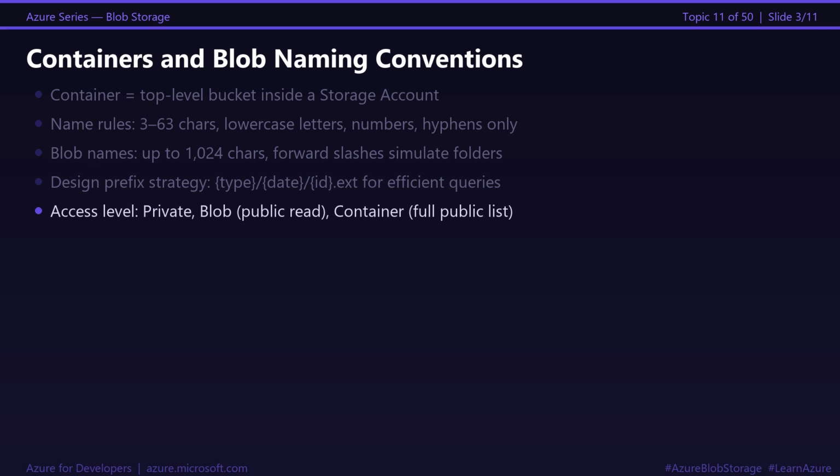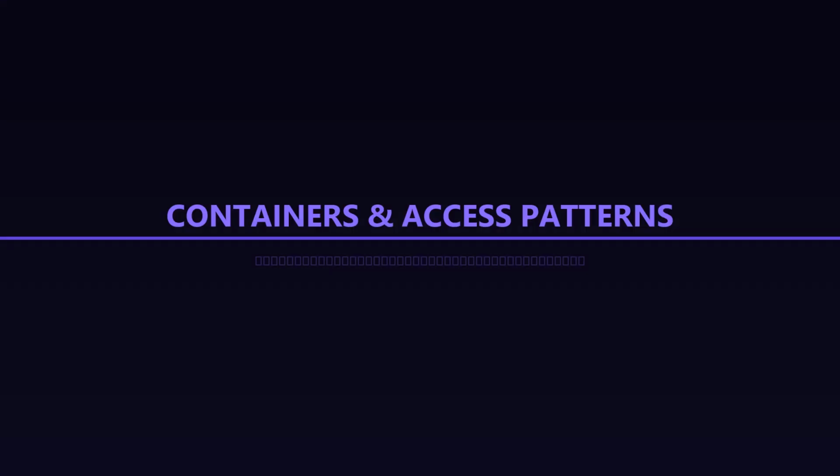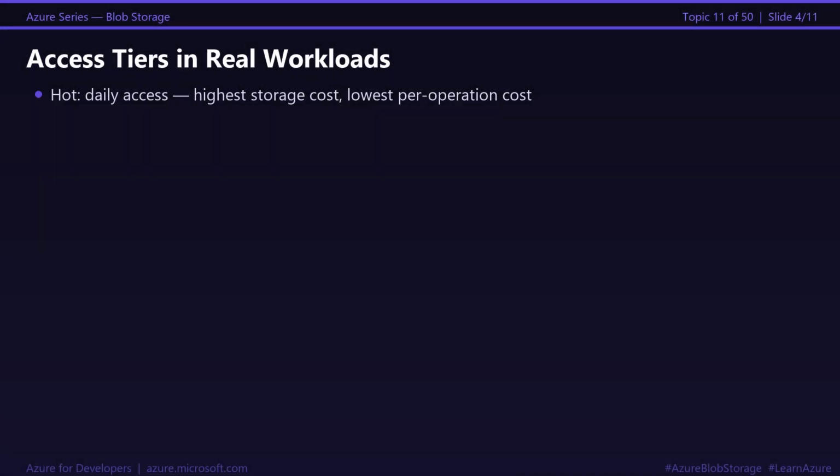The prefix design pattern is the most important naming decision. Use a consistent prefix structure based on how you query. If you frequently query by date, listing all logs from a specific day, put the date first. If you query by user, listing all files belonging to a user, put the user ID first. Azure lists blobs alphabetically by name, so your query pattern should determine the key order.